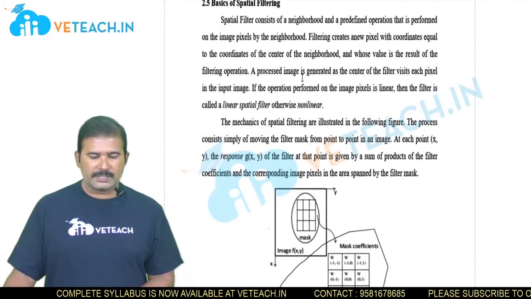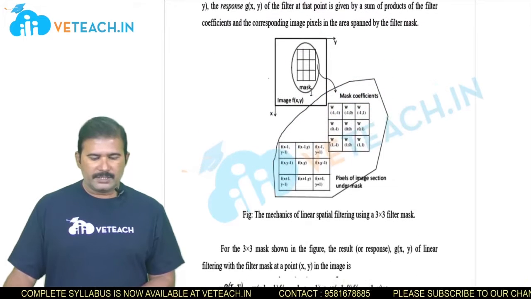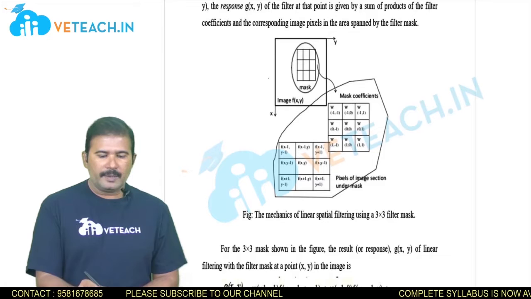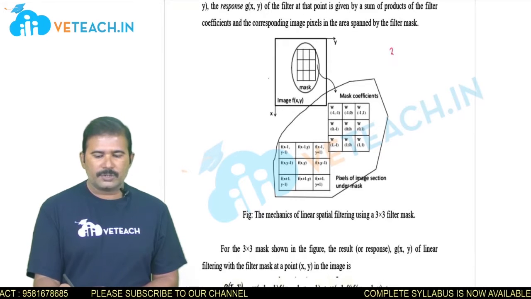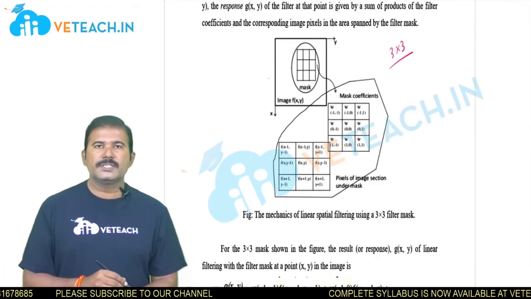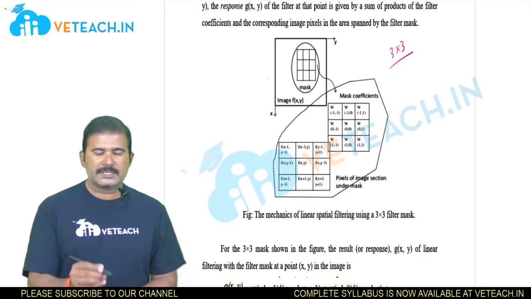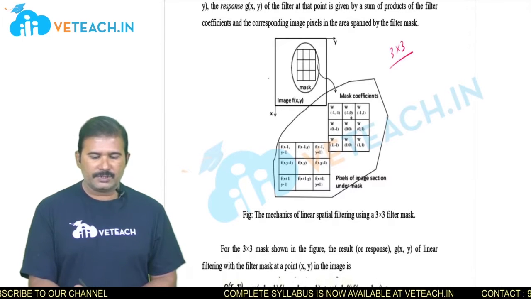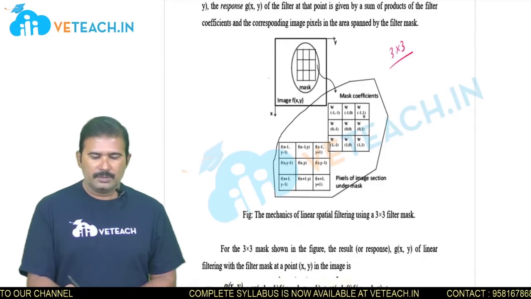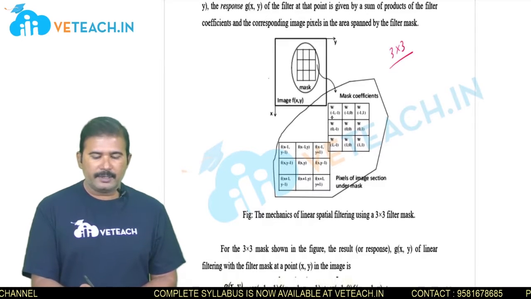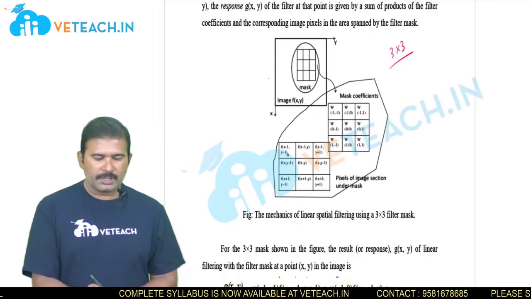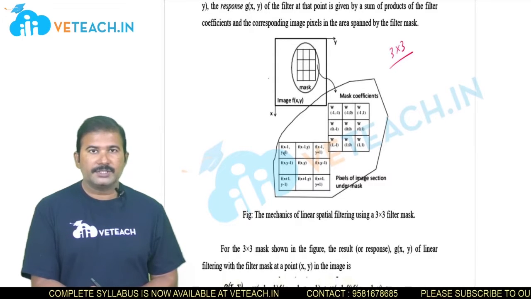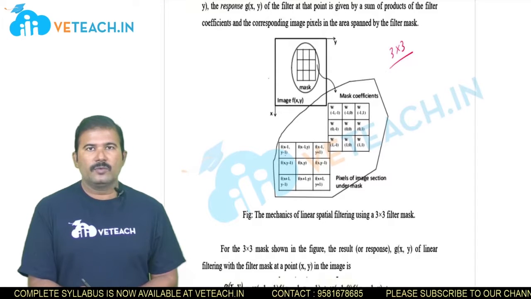This image shows the process of spatial filtering. This is the entire image. A neighborhood, here a 3x3 portion, is considered with a 3x3 filter, which is also called a mask or a window. The coefficients of the window are taken as w(-1,-1), w(-1,0), and so on up to w(1,1), with the corresponding coordinates represented. A portion of the image is also considered, where f(x-1, y-1) is the initial coordinate and f(x+1, y+1) is the last.